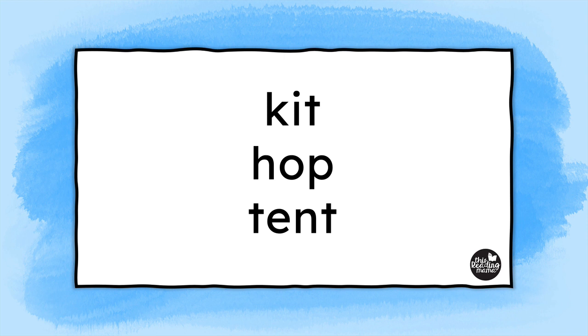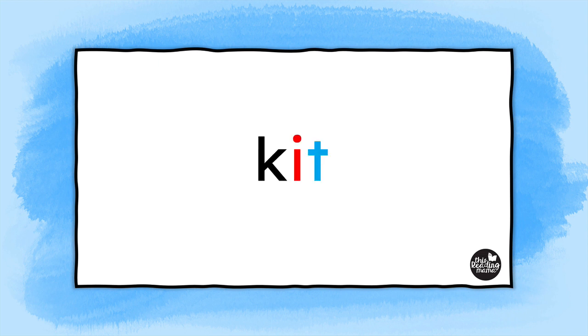Those are just 3 examples. What makes a closed syllable is it needs to have one vowel followed by one or more consonants. The consonants close in the vowel. I like to tell kids it's like the consonant is a door that blocks the vowel from getting out. In a closed syllable, the vowel makes its short sound. You can hear the short I sound in kit.